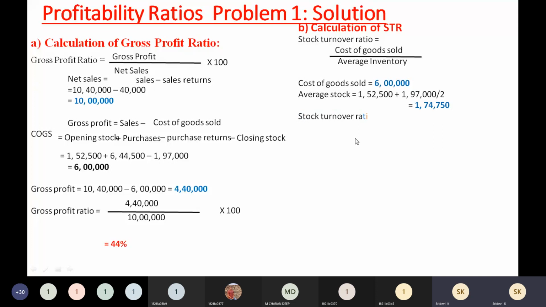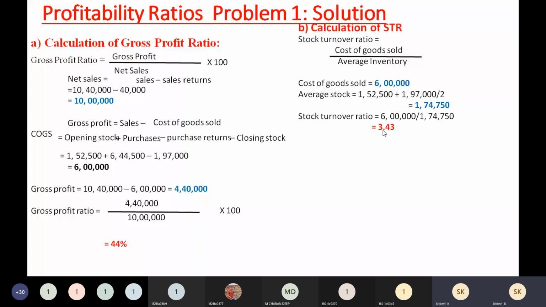So substitute these values in the stock turnover ratio. That is, cost of goods sold we got 6 lakhs divided by 1,74,750 we got. To save space, to show it in one slide I have taken it like this, but don't write like this in the exam. So that will give you 3.43 times.